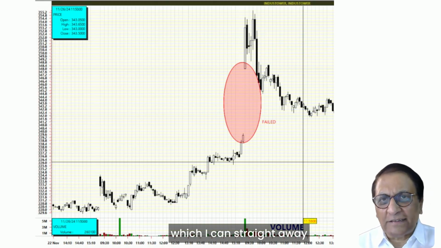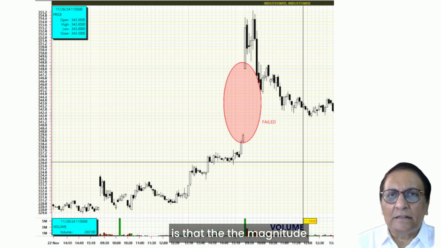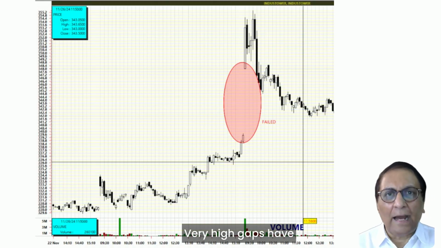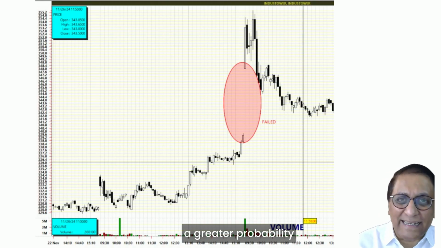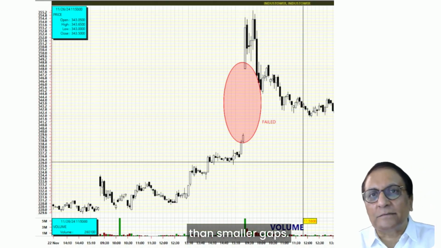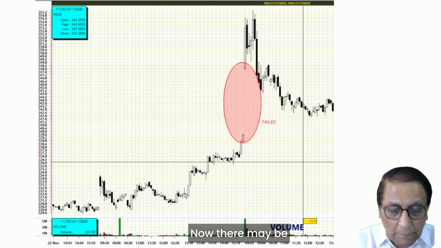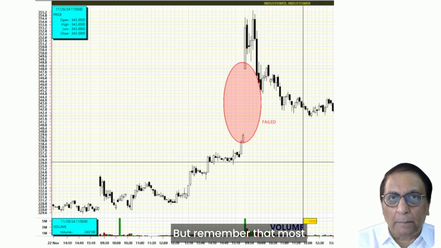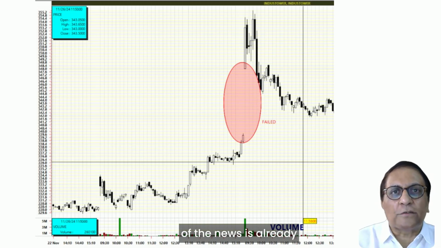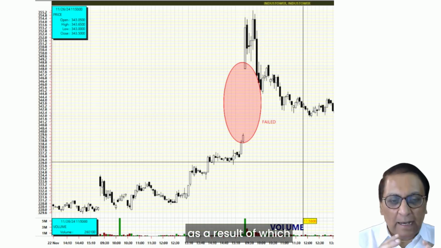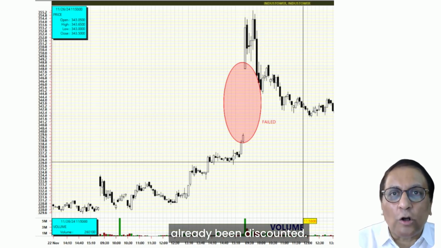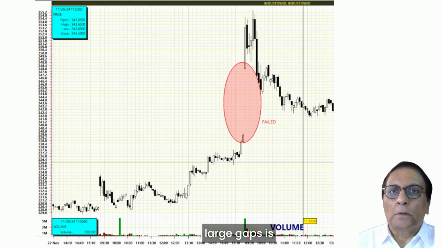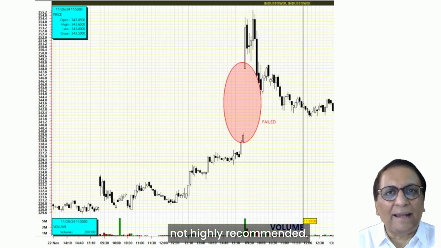One of the reasons which I can straight away tell you for the failure is that the magnitude of the gap was extremely high. Very high gaps have a greater probability of failure than smaller gaps. Now, there may be an argument that very high gaps indicate very good news, but remember that most of the news is already built into the price, as a result of which the price has already been discounted. Therefore, trading large gaps is not highly recommended.